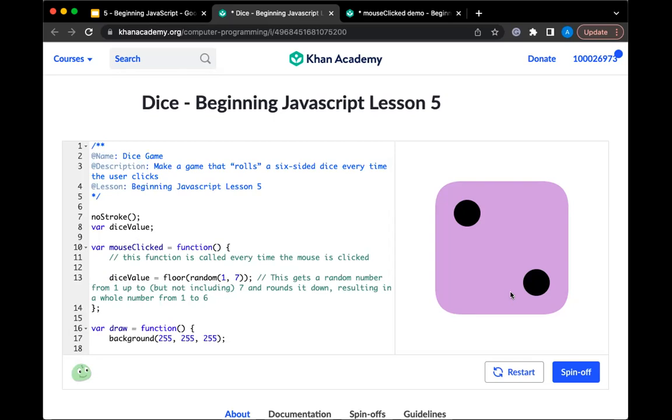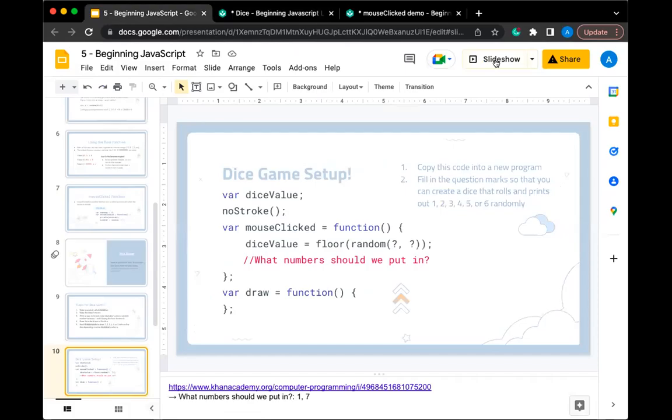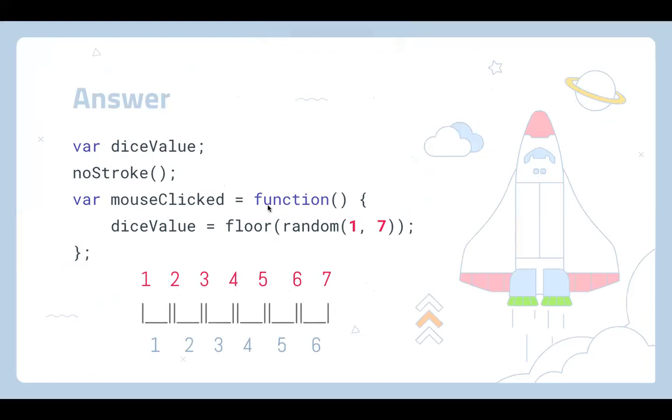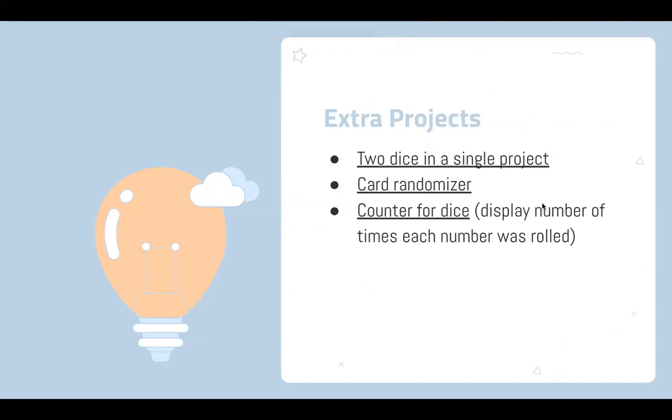So yeah, hopefully you guys, let me go back to slideshow. Hopefully this helped a little bit, and here's the answer. Okay, yeah, so here's the answer. The numbers are 1 through 7.